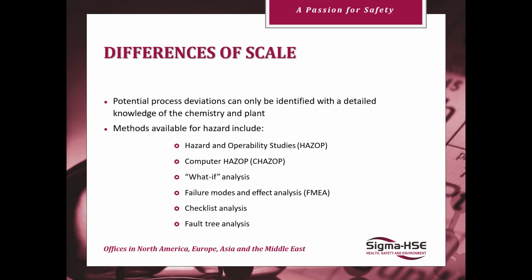So these kinds of differences of scale, potential process deviations, can only be identified with a detailed knowledge of the chemistry and the plant. And the methods available to assess these hazards are HAZOPs, CHAZOPs, what-if analysis, FMEA, checklist analysis, and fault tree analysis, just to see what, if anything, does go wrong, what the consequences are, and how we can prevent it.